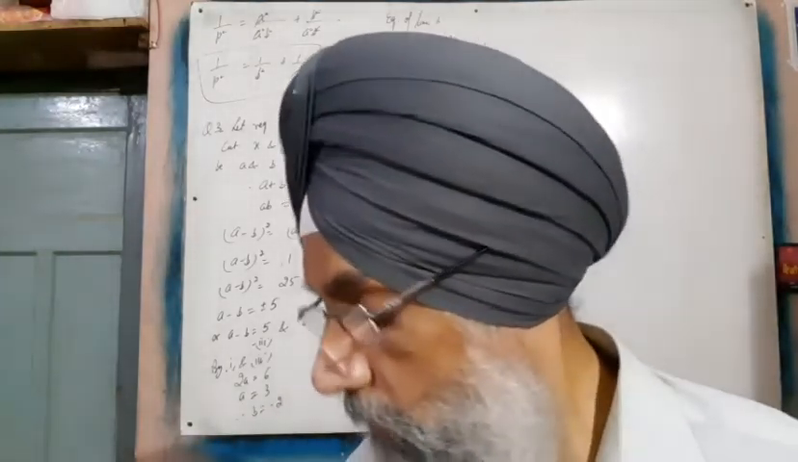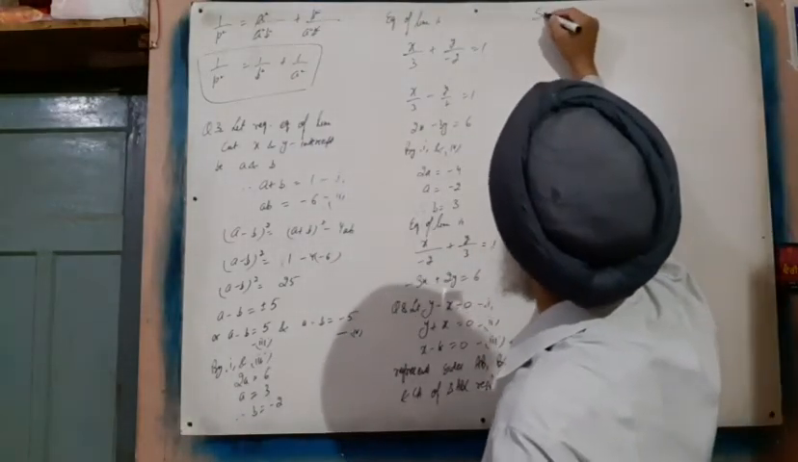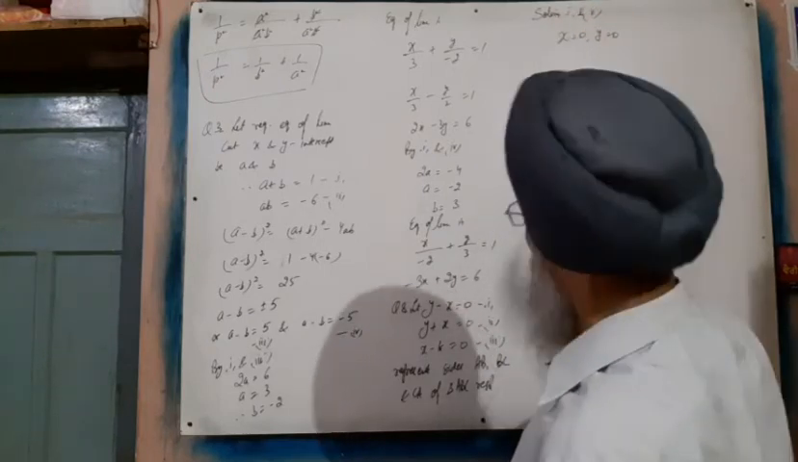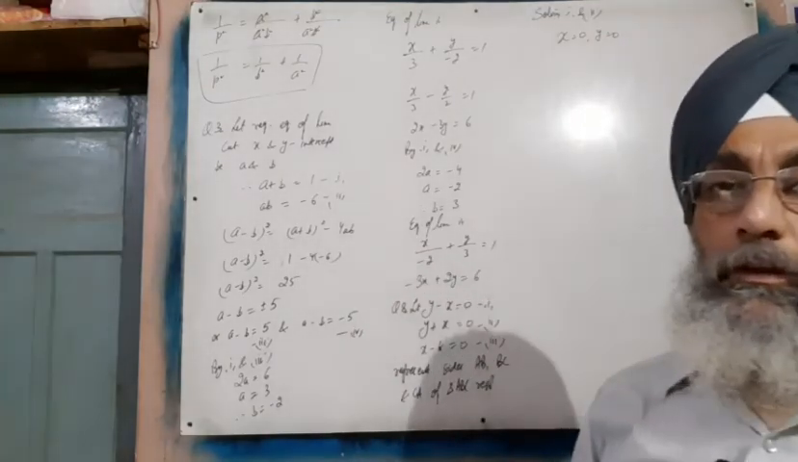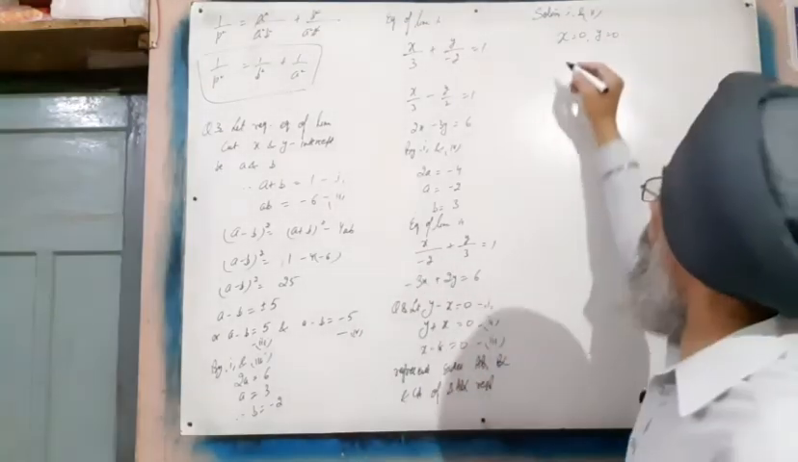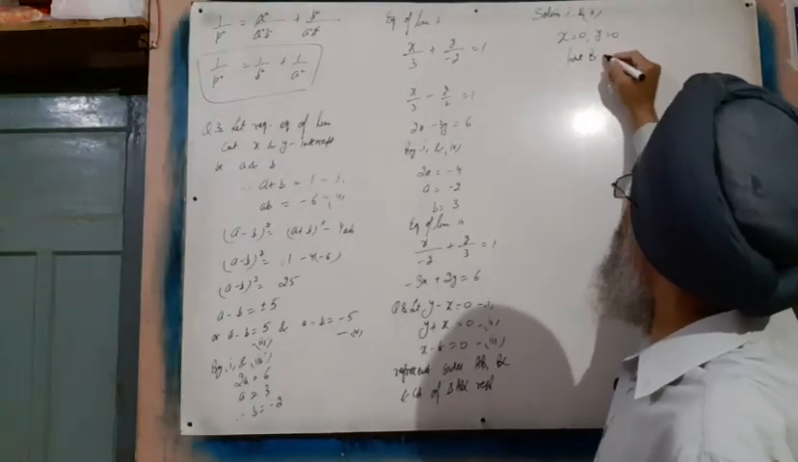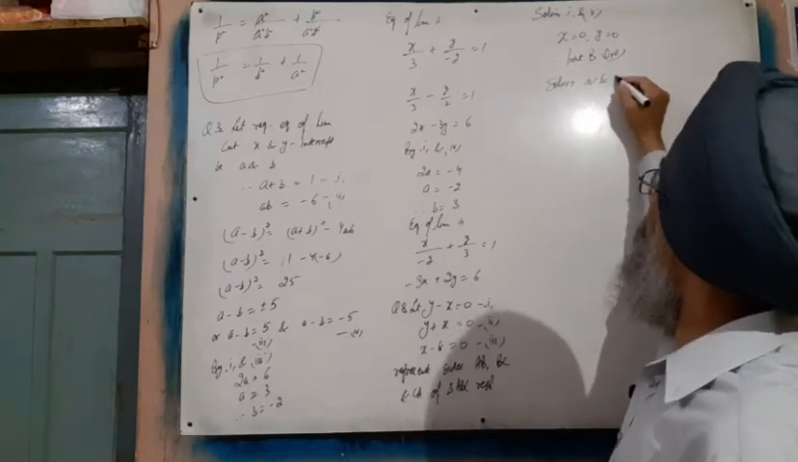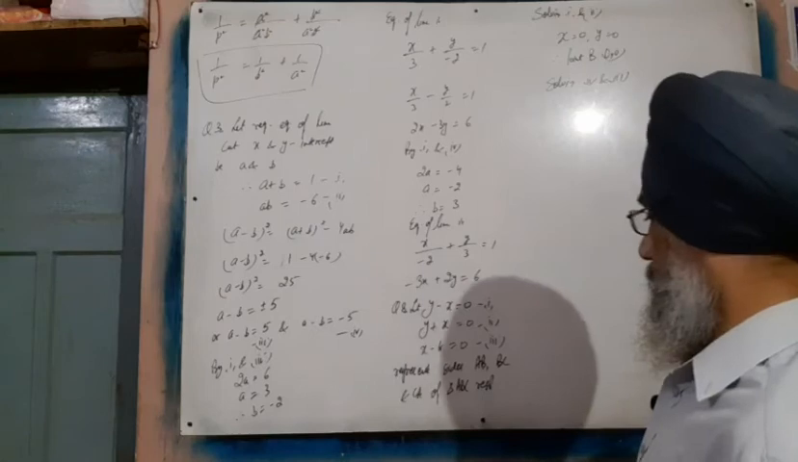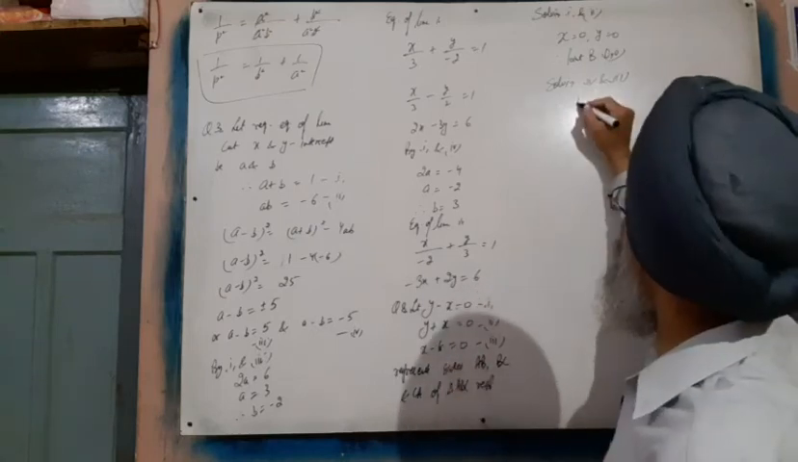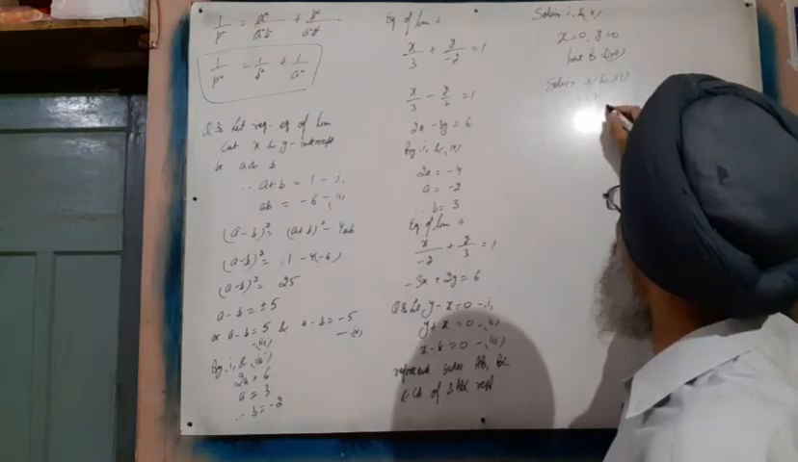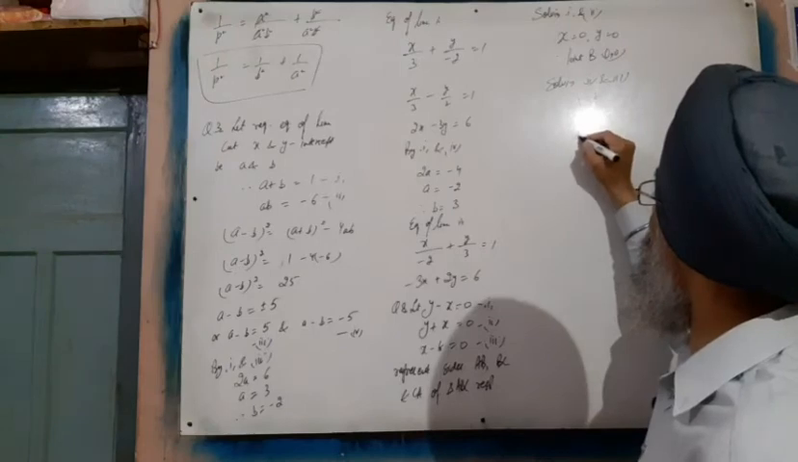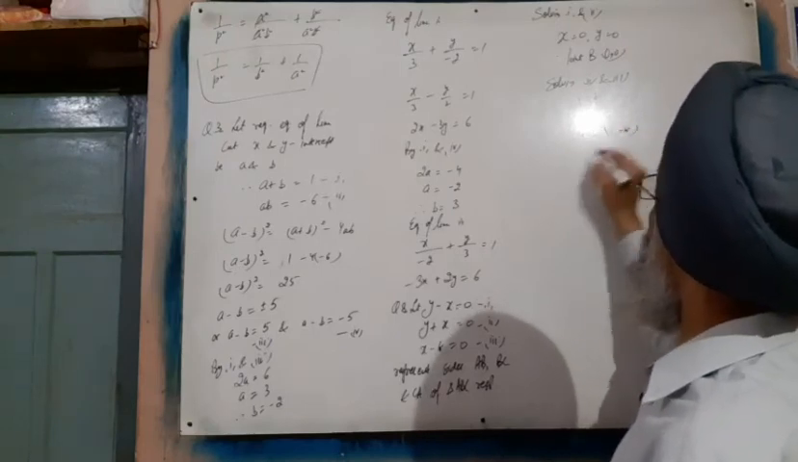Then solving first and second, we get the value of x as 0 and y as 0. Now the first equation represents AB and the second represents BC, so the common point is B here. Therefore point B is 0, 0. Solving second and third, the value of x is k and y is equal to minus k, and the common point of BC and CA is C, therefore point C is k, minus k.